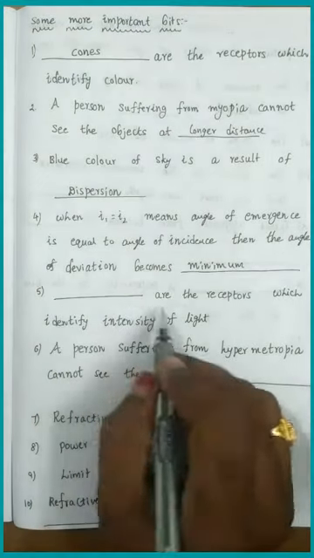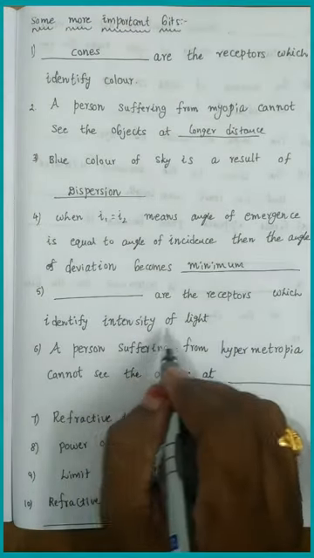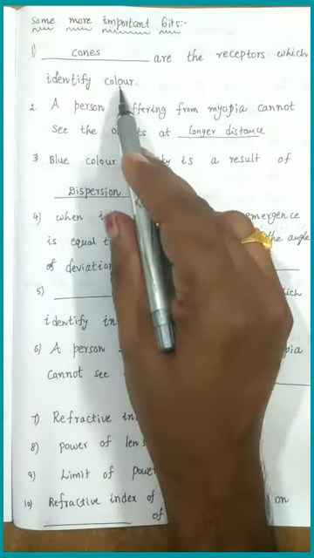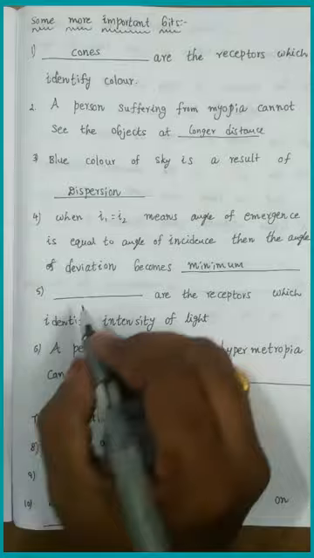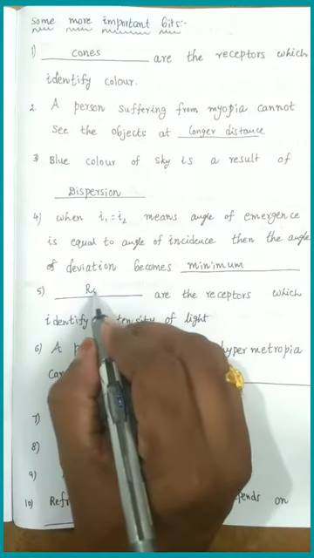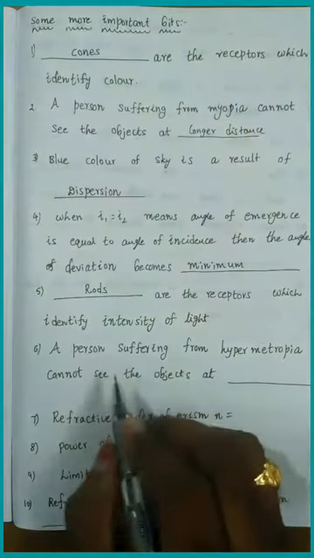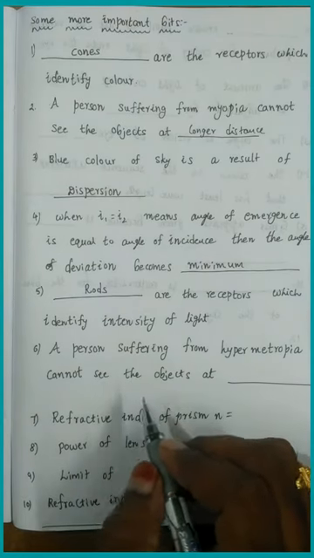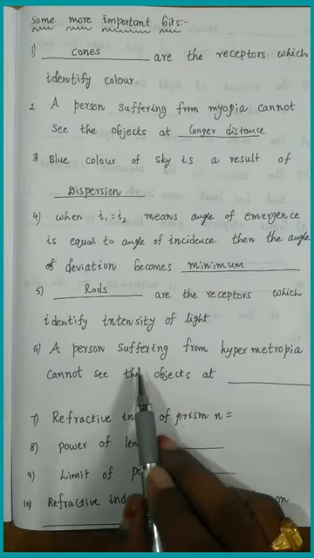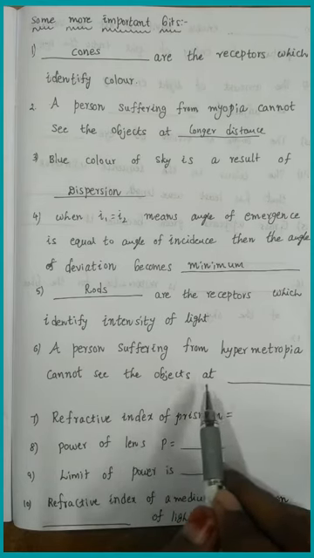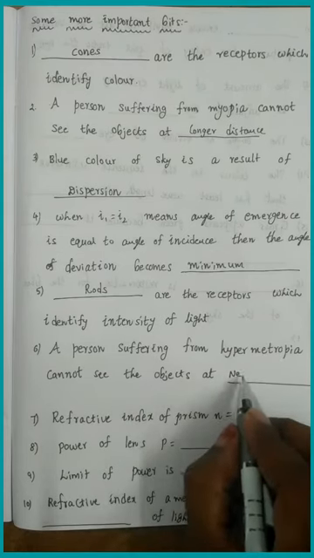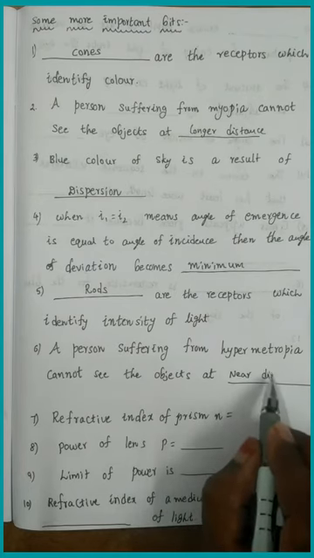Next, dash are the receptors which identify intensity of light. Previously, the color of the light is identified by the cones, and the intensity of the light is identified by the rods. So many millions of rods exist in our human eye. A person suffering from hypermetropia cannot see the objects at near distances.